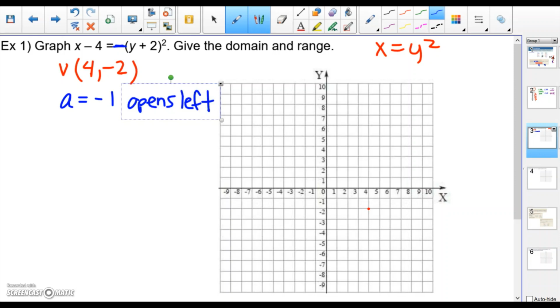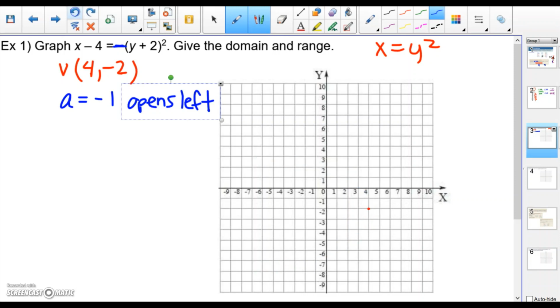Think about before when you did this in Algebra 1 class, that negative meant it opened down. It opened in the negative y direction. Well, this one's going in the x direction, so this opens in the negative x direction. It opens left. So you already kind of know what this looks like. It's going to be a parabola that opens to the left.